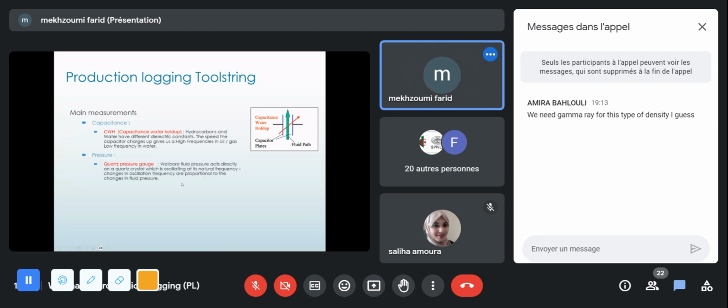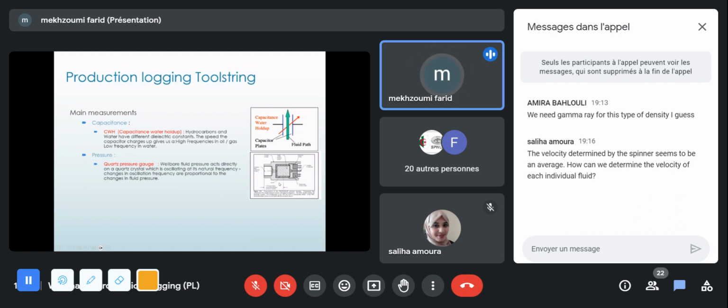Now the pressure. The pressure is the same as the pressure gauge. It works by vibration. The quartz itself gives us vibration, and it is transformed to electricity. And of course pressure also has calibration. So they know, for example, at 1000 psi they give us this value of voltage, at 2000 they give me this value.